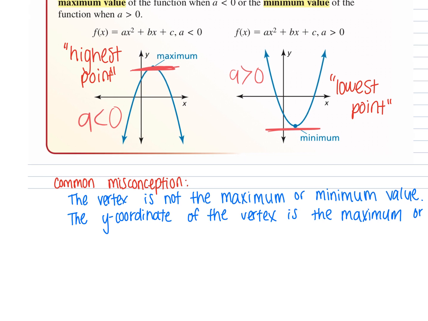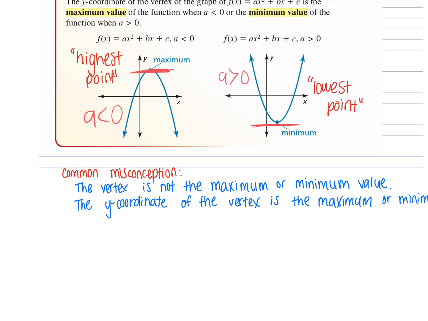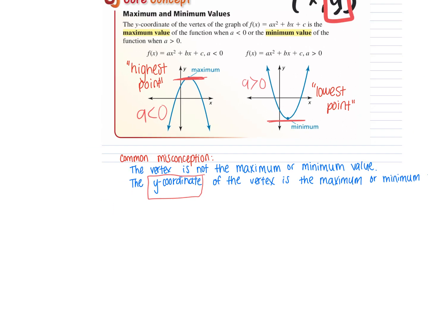Now, a common misconception is that you're going to be like, okay, I know the maximum, and the maximum is at 3, 7. That would be considered wrong. All you care about for the maximum value is the y coordinate of your vertex. That will be your maximum or your minimum value. Okay? All right, let's check out some examples.